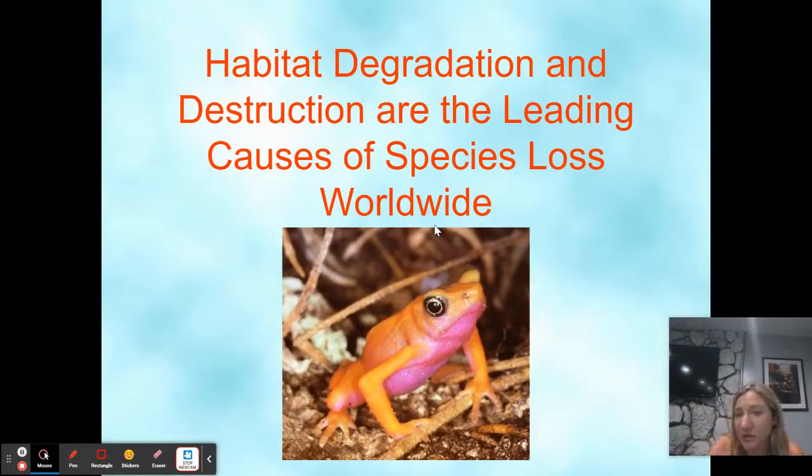So again, habitat degradation and destruction are the leading cause of species loss worldwide. As we chop down the rainforest or build on wetlands or expand in Southern California's chaparral, that's one of the most specific reasons that we're losing species.